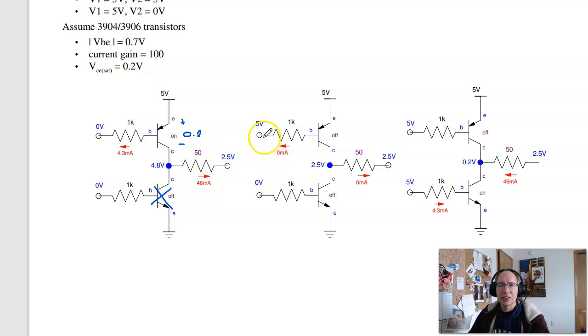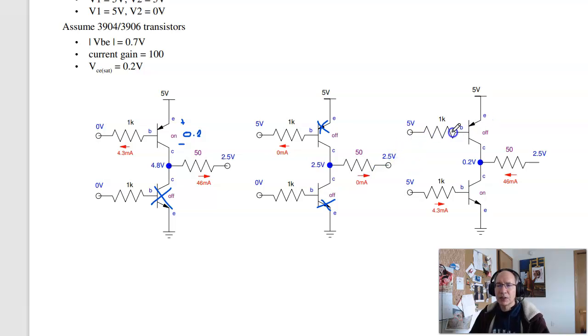Second case, when I have 5 volts and 0 volts at the input. Here I've got no voltage across the PNP's diode, it turns off. I've got no voltage across the NPN diode, it turns off. Everybody's off, I just see 2.5 volts and no current. Third case, 5 volts, 5 volts.